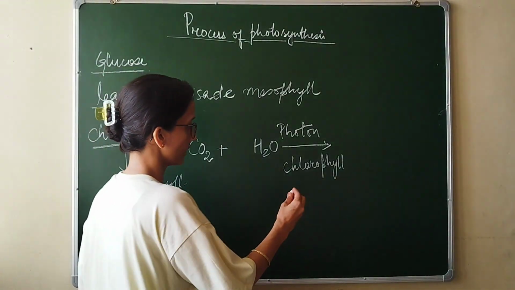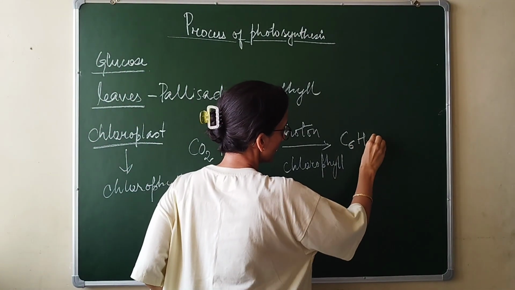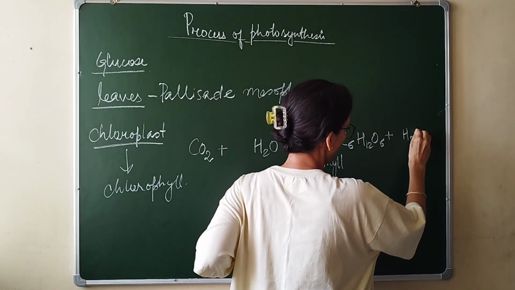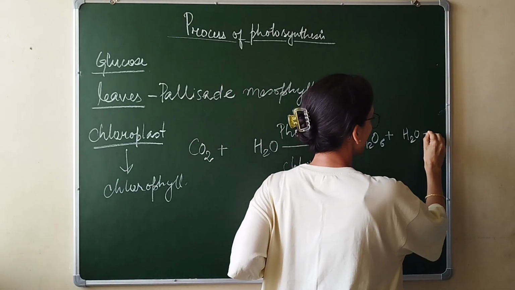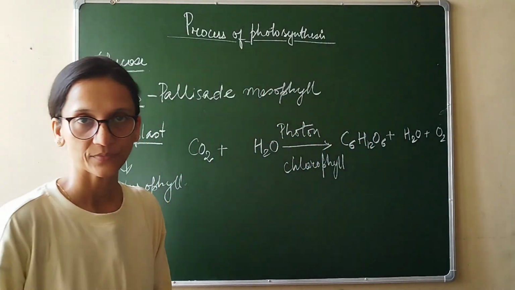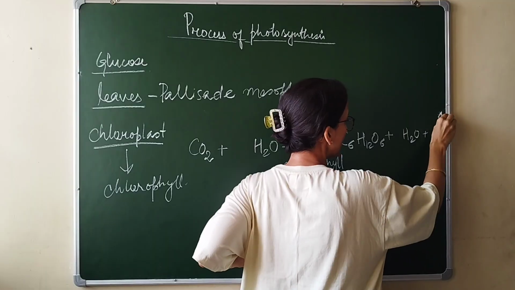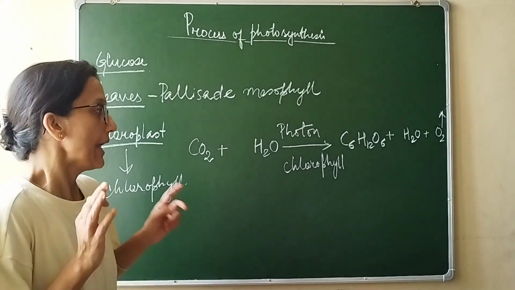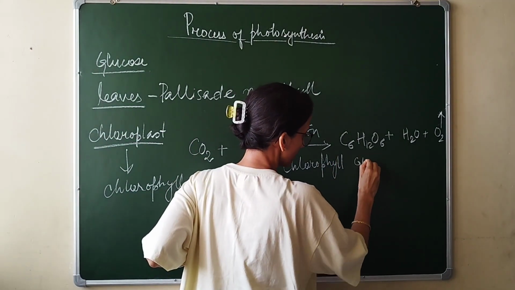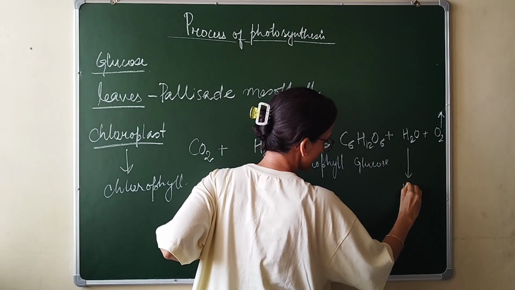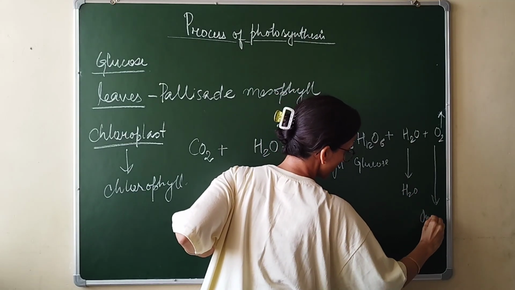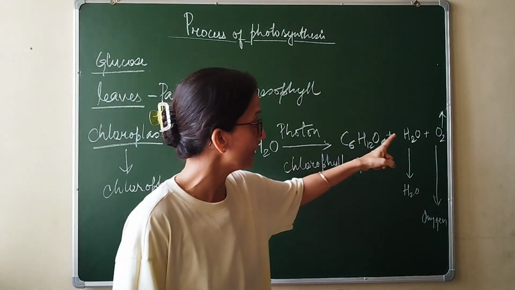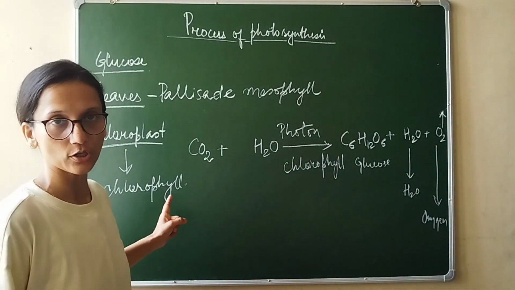What will be produced? C6H12O6, which is glucose, plus there will be production of water, plus there will be production of oxygen gas. And this oxygen gas is going to be liberated outside the plant body. That means it's removed from the plant body. Now, what is C6H12O6? This is glucose. What is this? This is water. And what is this? This is oxygen. So total how many end products do you see? There are 3 different end products that are produced during the process of photosynthesis.